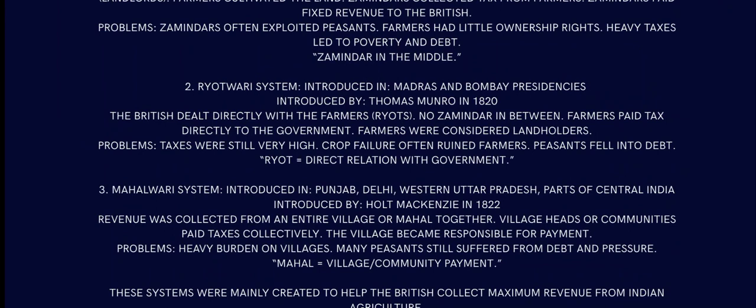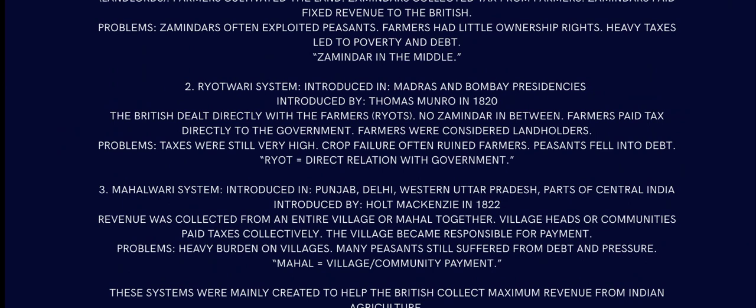So what is the Mahalwadi system? Revenue was collected from an entire village or mahal together. Village heads or communities paid taxes collectively. The village became responsible for payment. So in a certain area, the entire village or mahal made one head, and they collected taxes collectively. Then the village head became responsible for the payment, and gave it to the British government.